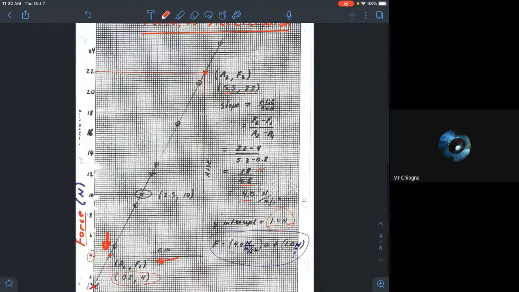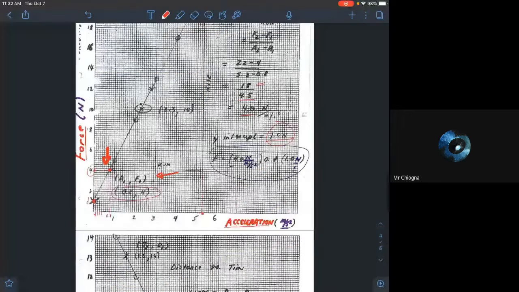So you don't have to list the values like I did. I did that for clarity's sake so that you could easily see what my force values were. I've got a 22 here, and if you go down here, I've got a 4 here. I just wrote them down so you could easily see it.